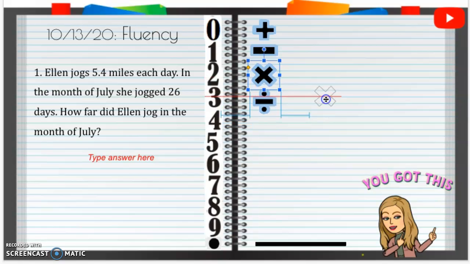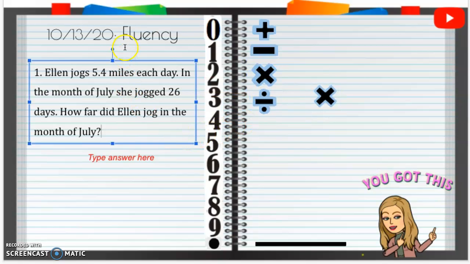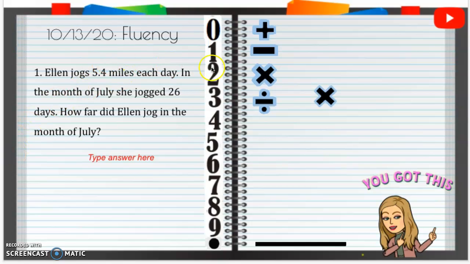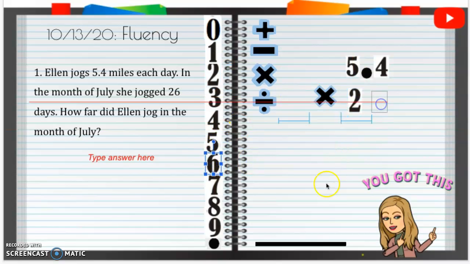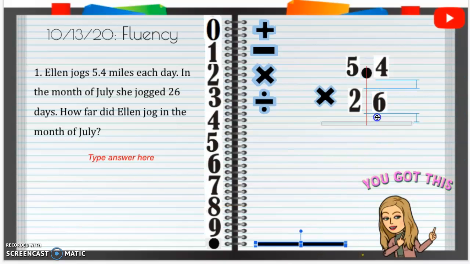All right, so we are going to multiply. And when we multiply, do we need to line up our decimals? Nope, not when we're multiplying. So we're going to do 5 and 4/10. I am going to put that decimal there, so don't worry. So 5 and 4/10 miles times 26 of those days. Alrighty, now we are going to multiply here.